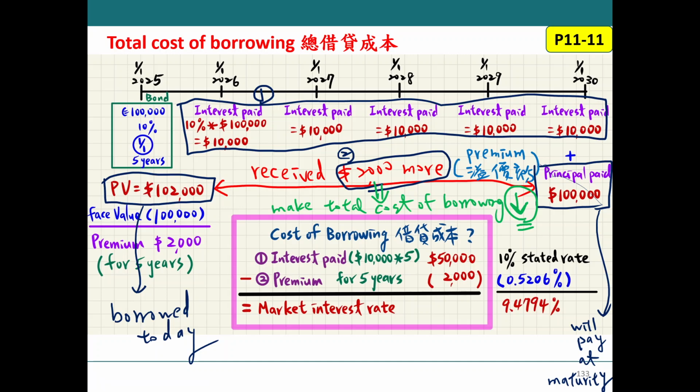Because you got $2,000 more, but you don't need to pay this $2,000, that means your total cost of borrowing decreases. So be careful here. For issue at premium, 溢价发行, your second cost of borrowing is actually negative, minus. Negative means it makes your total cost of borrowing decrease.